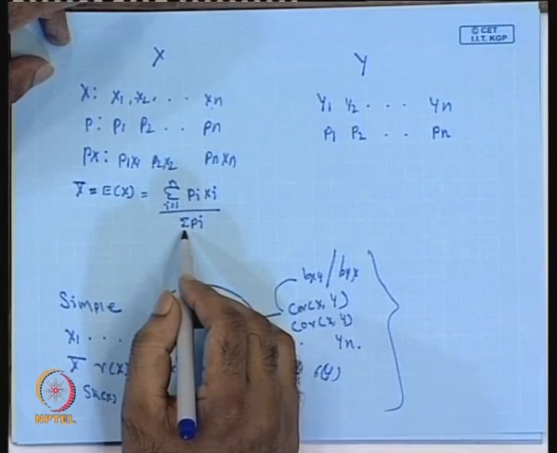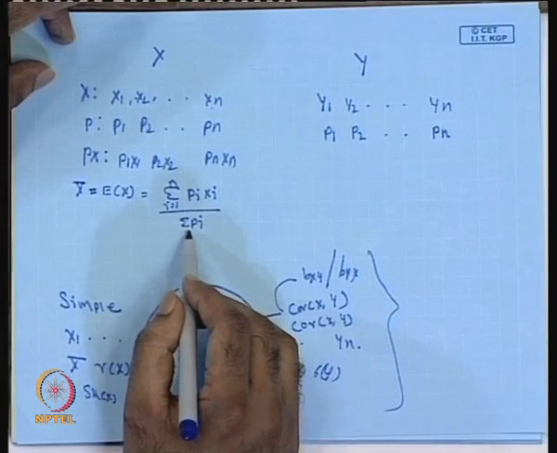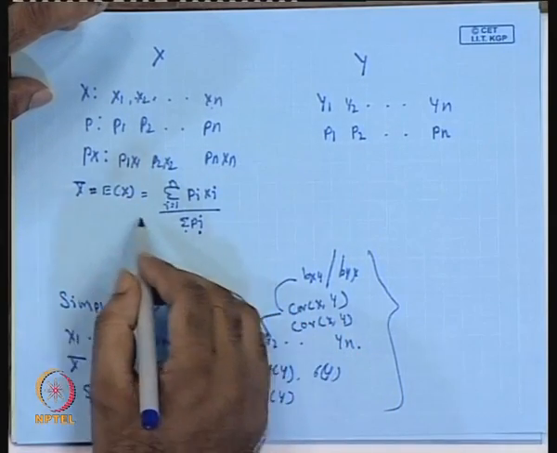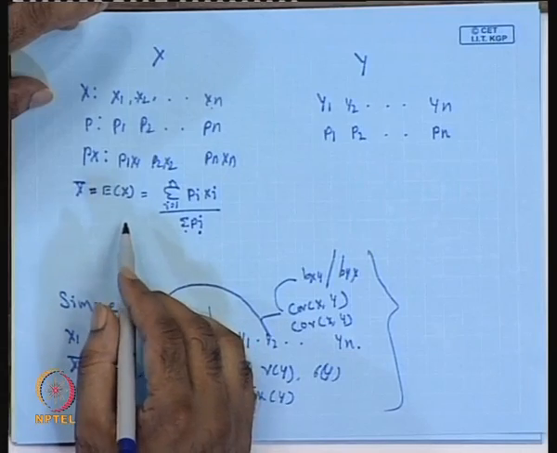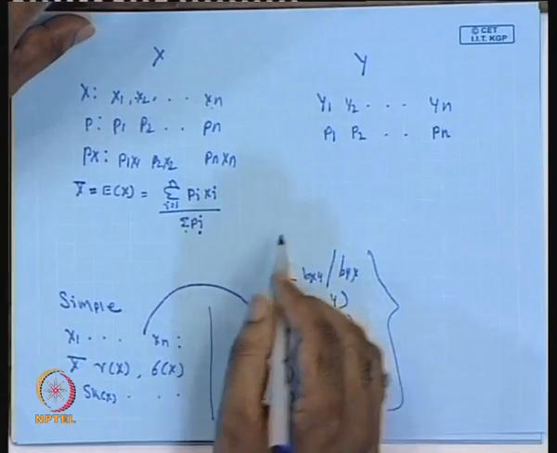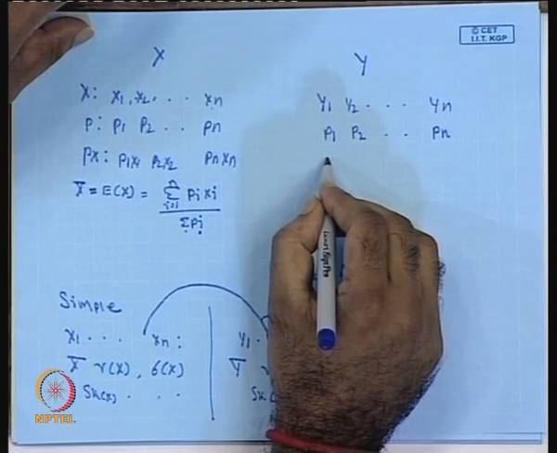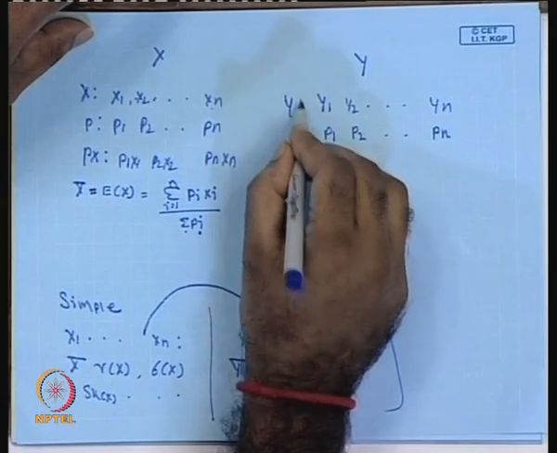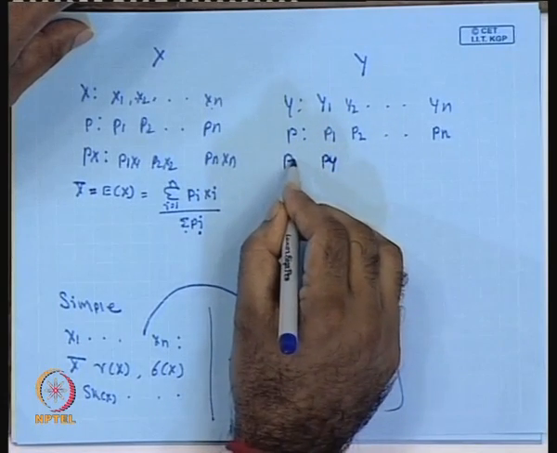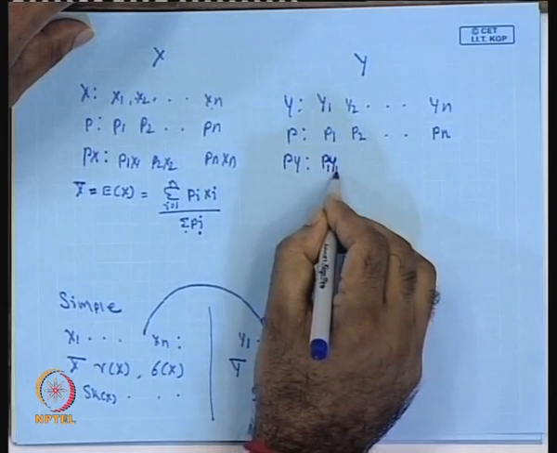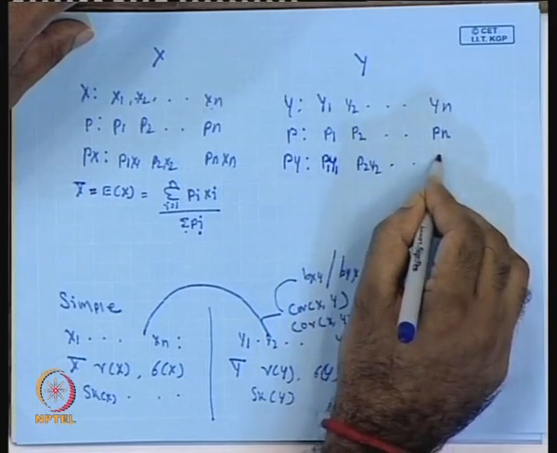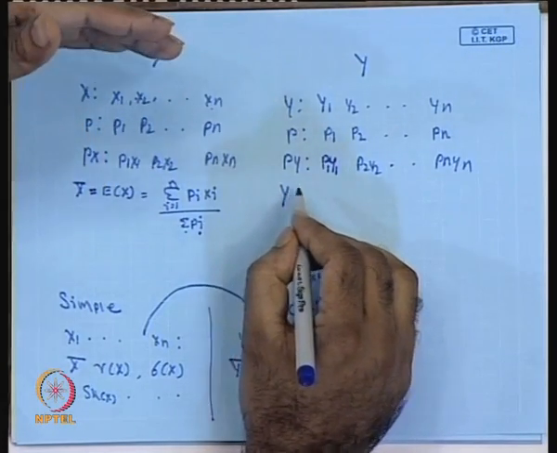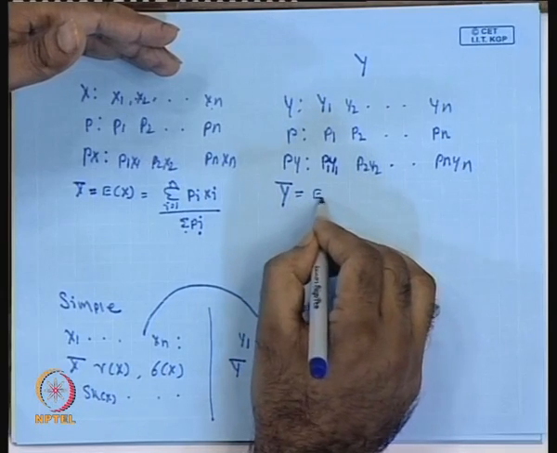Now in the case of weighted arithmetic mean, we applied summation Wi. Now here, summation Pi x i. This is the expected value of x, or mean of x under the probability distribution. Similarly, we will get Py, which is nothing but P1 y1, P2 y2 up to Pn yn, corresponding to y and its probability. So, we can get the expected value of y.